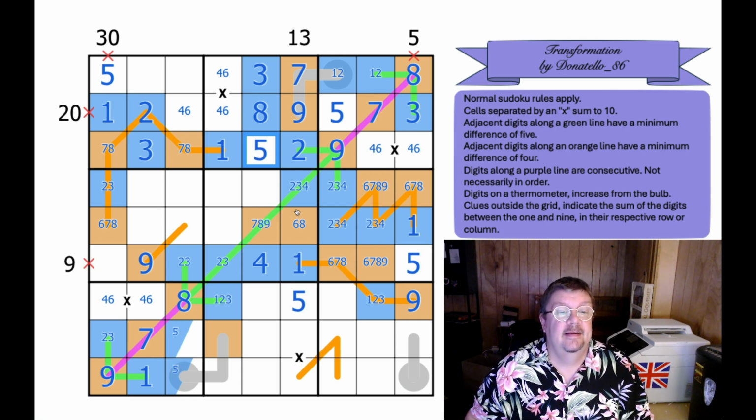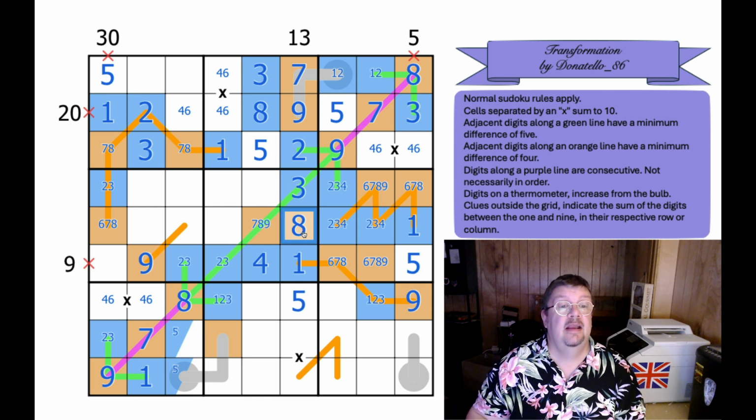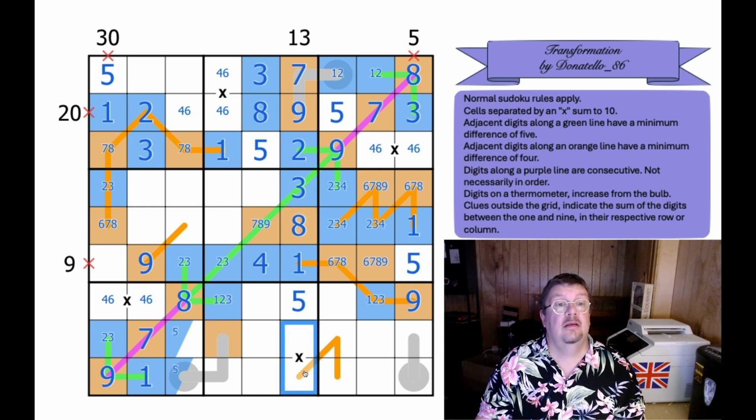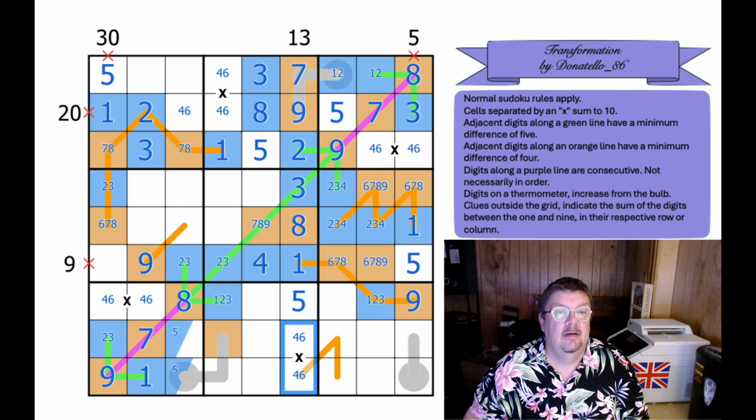Oh, okay. So now that can't be a 2. In fact, that has to be a 3. That makes that 5. That makes that 8. So this must be another 4, 6 pair on an X. Look at all those 4, 6 pairs on X's.